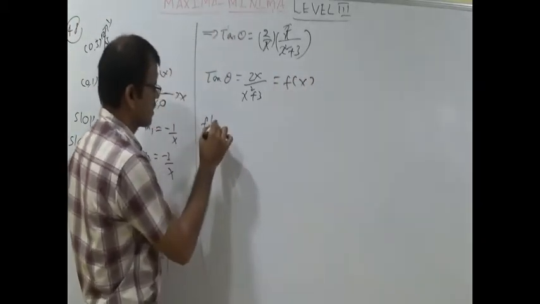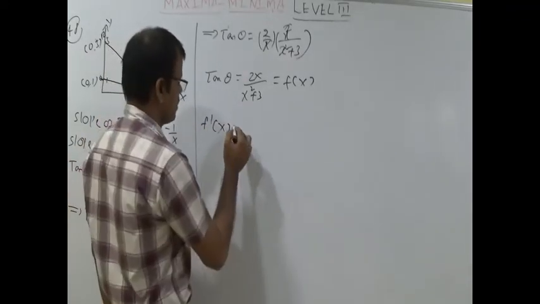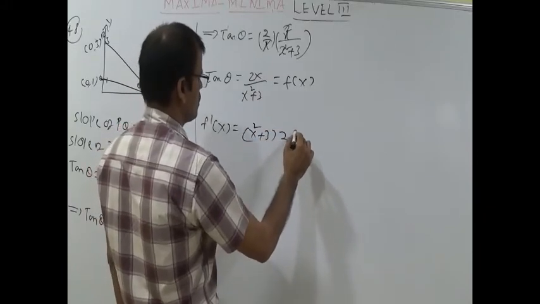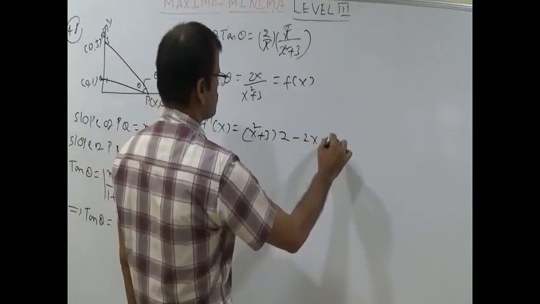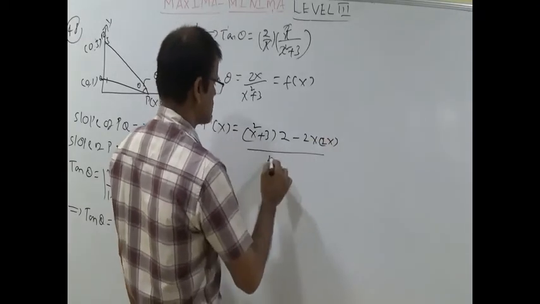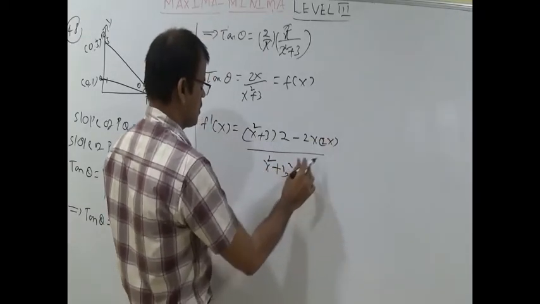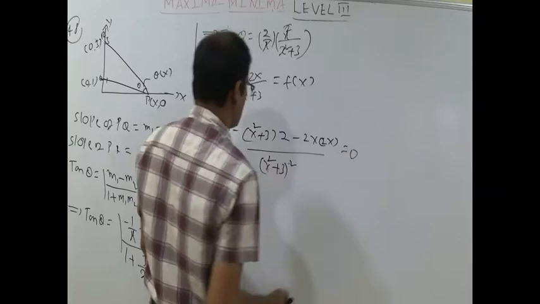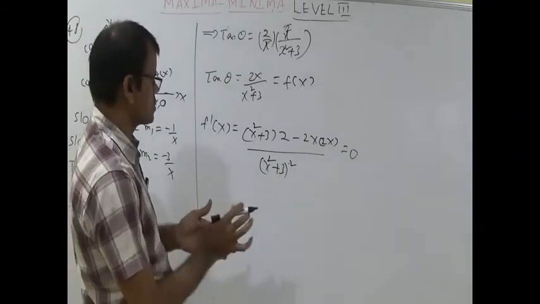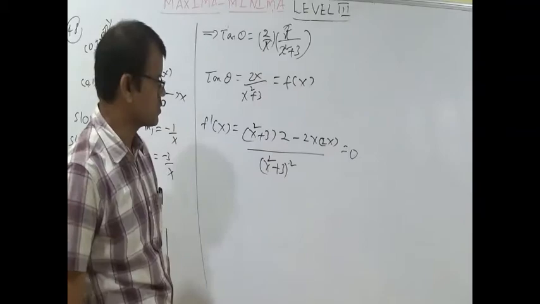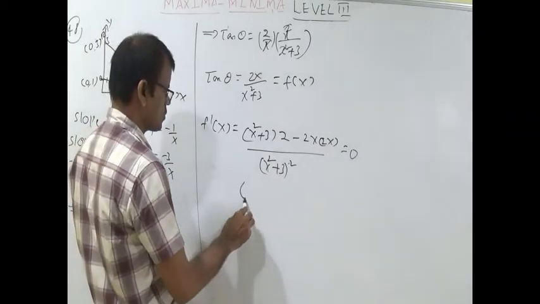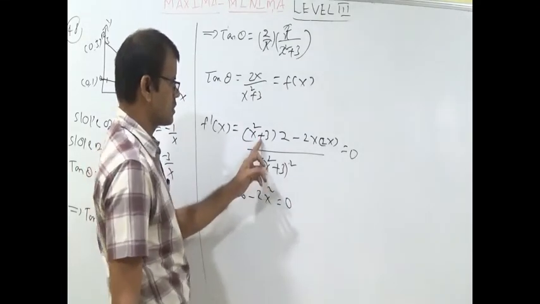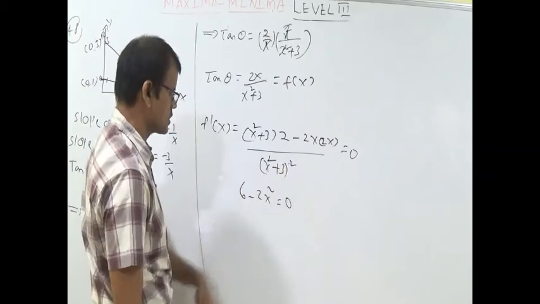To calculate whether the angle is min or max, f dash x is equal to 0. So x square plus 3 into 2 minus 2x into 2x, v u dash minus u v dash by v square, I am writing here by x square plus 3 whole square equal to 0. So here you can write 2x square plus 6 minus 4x square. So you can write 6 minus 2x square equal to 0. Students, 2x square minus 4x square becomes minus 2x square.